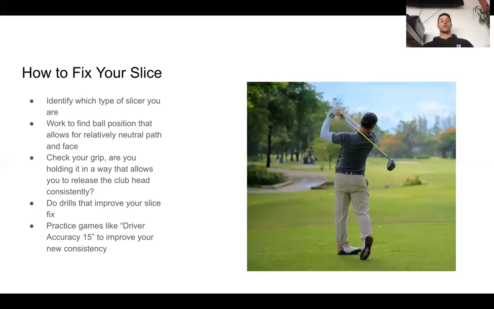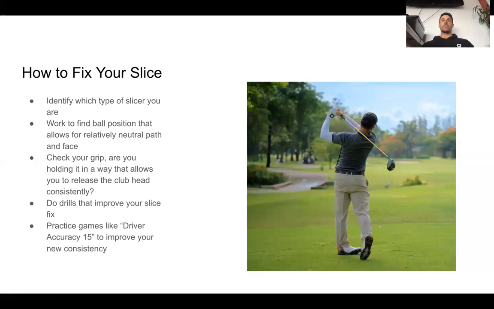So once we've identified things like what type of slicer we are, we found that if I move the ball up or back in my stance, it gives me a little bit more neutral face and path. We should also be aware and check our grip. How are we actually holding the club? Are we holding it consistently every single time?